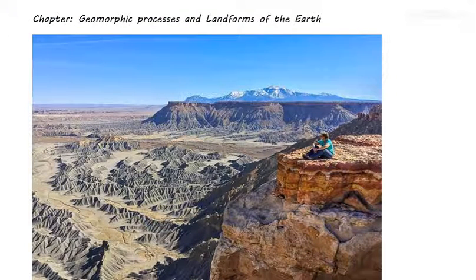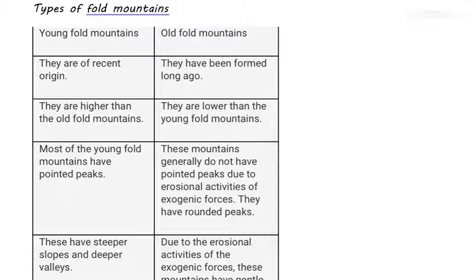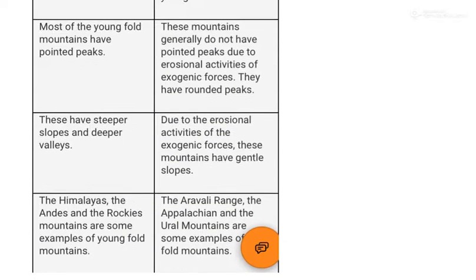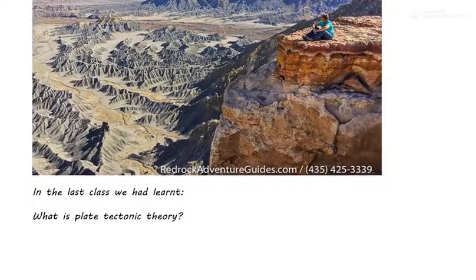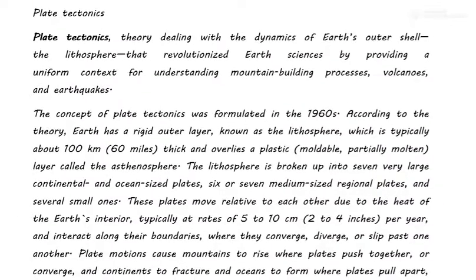In the last class we had studied plate tectonic theory, characteristics of fold mountains and types of fold mountains. Plate tectonic theory is a very important theory for your exams, and the differences between young and fold mountains were to be copied down in your copy from the screen. This was the differences between young and fold mountains. In case you haven't copied this, please copy this in your copy. And the plate tectonic theory was also to be copied, so please copy this if you haven't copied it.